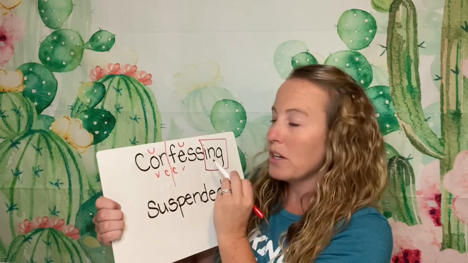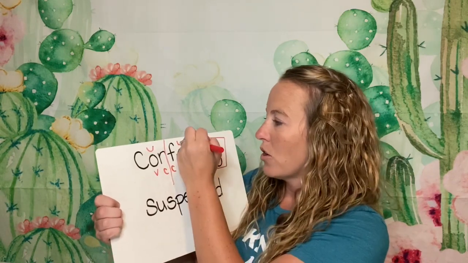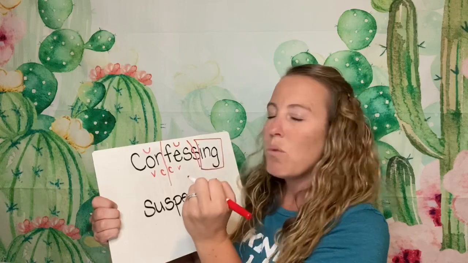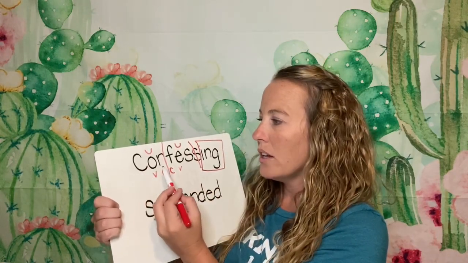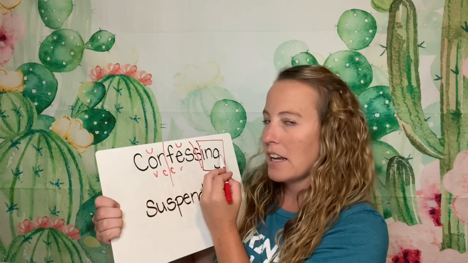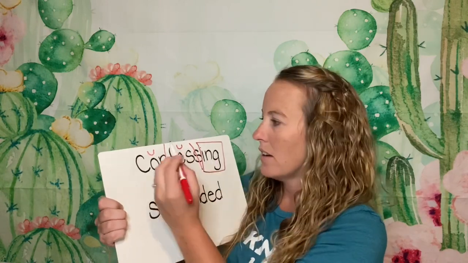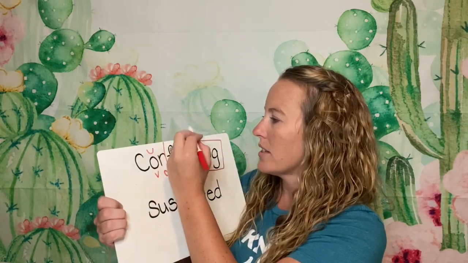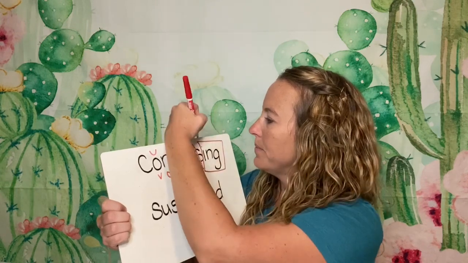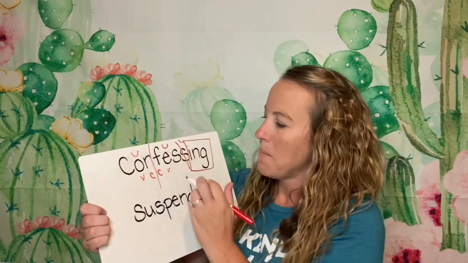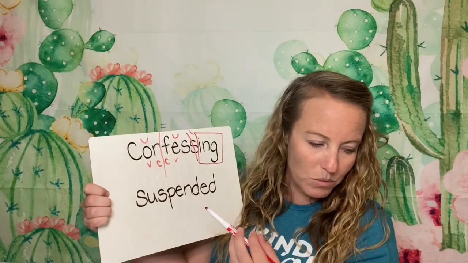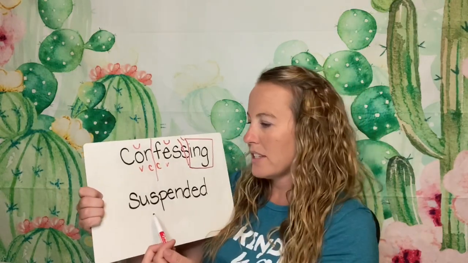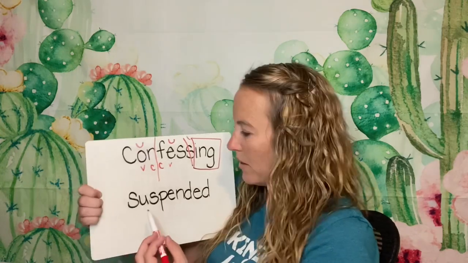Oh, and there's twin consonants. How do we code twin consonants? Good. And where does our accent go? Confessing. Confessing. It goes on the second syllable. Just like that. That is how we code this word. Good job. Now let's take a look at this word down here.